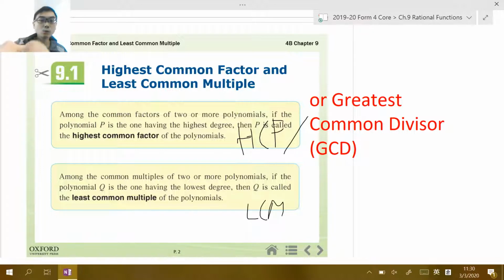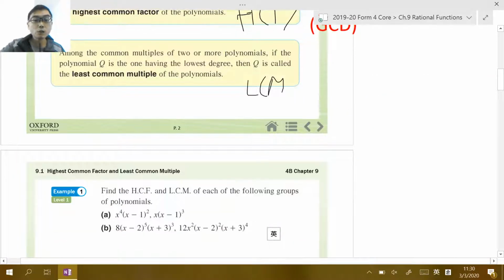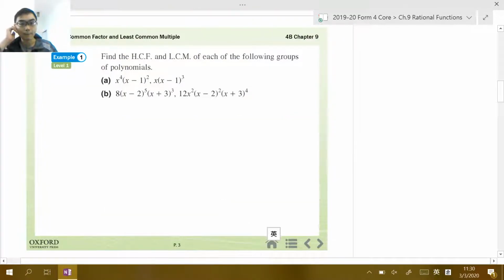But how do we use the concept of HCF and LCM in polynomials? We can take a look at example 1. You can see that in example 1, for each part, you have 2 polynomials. Please remember we just do the polynomials.